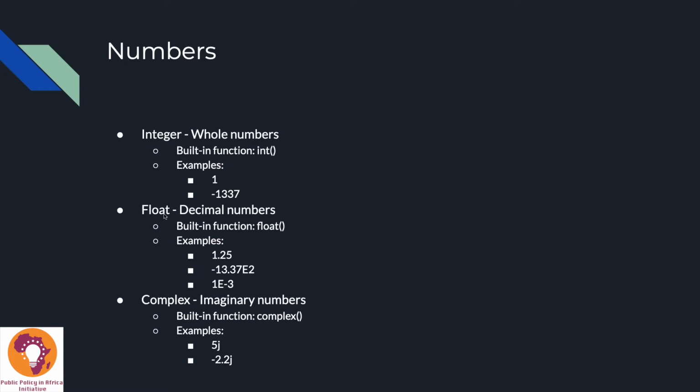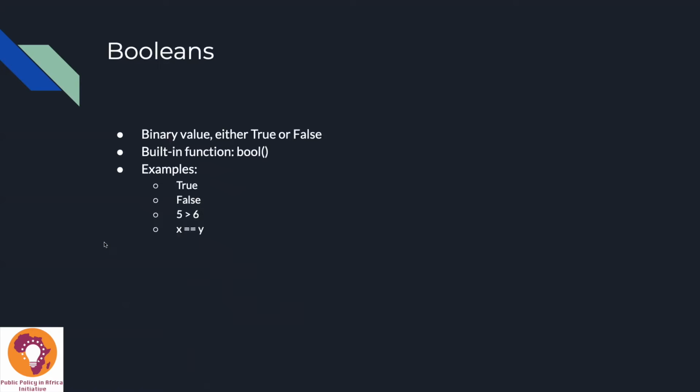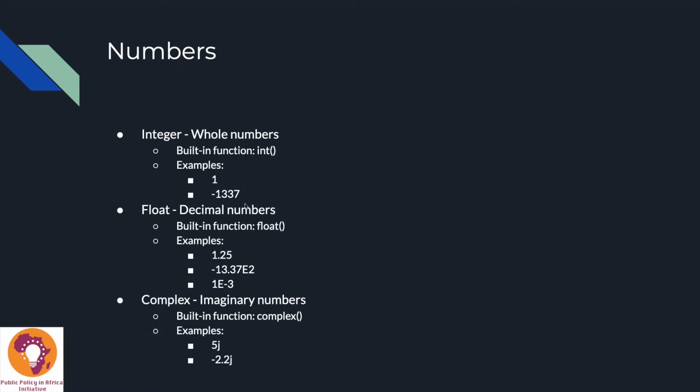So the next one is a float. If you do need to have a decimal number, you're going to be using a float. The built-in function there is float with the parentheses after it. Some examples of a float are like 1.25. You have the decimal place there.